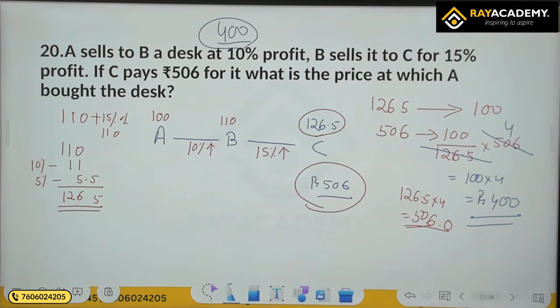So when C's cost price is 126.5, A's cost price was 100. When it is 506, then A's cost price is 100 divided by 126.5 into 506. And you see coincidentally it is directly cancelled. In exam you will get this kind of numbers only. The number may look odd, but it should be directly divisible. Divisible, so you are getting 400 rupees as the right answer.